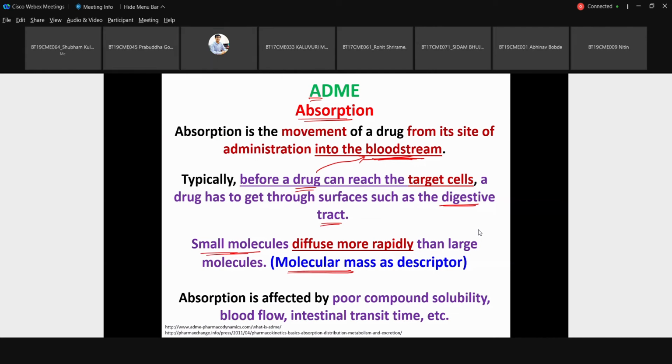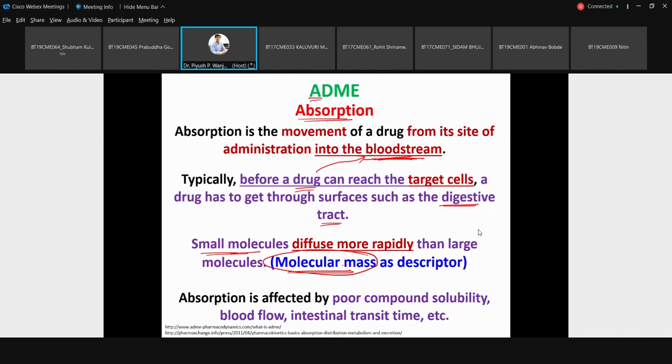Okay. I said we are trying to understand what are the roles of molecular descriptors. We cannot model everything by choosing each and every descriptor. So we are trying to understand which molecular descriptor to consider. For that, I said ADME is important. The first step is that whenever you are administering any drug in the form of tablet or injection or any other, how it is entering the bloodstream is important. Small molecules diffuse very rapidly, whereas larger molecules diffuse very slowly. So you should consider molecular mass as one of the descriptors.